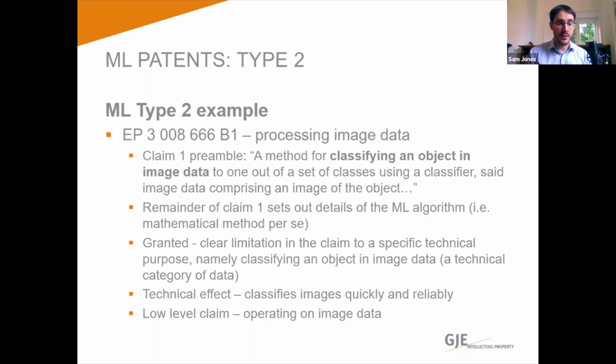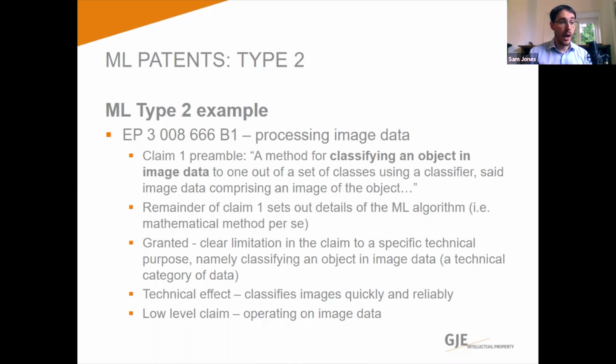And in fact, the rest of the claim, which I haven't put on the slide here because it's quite lengthy, actually just sets out details of the machine learning algorithm. So those are just mathematical method steps per se and have no technical character as far as the EPO is concerned. But that doesn't matter because the fact that the claim has been restricted to classifying an object in image data is enough. We've got all the technical character that we need at that point.